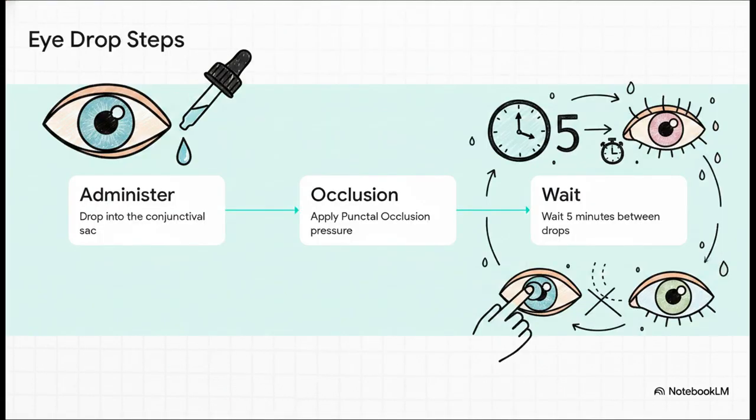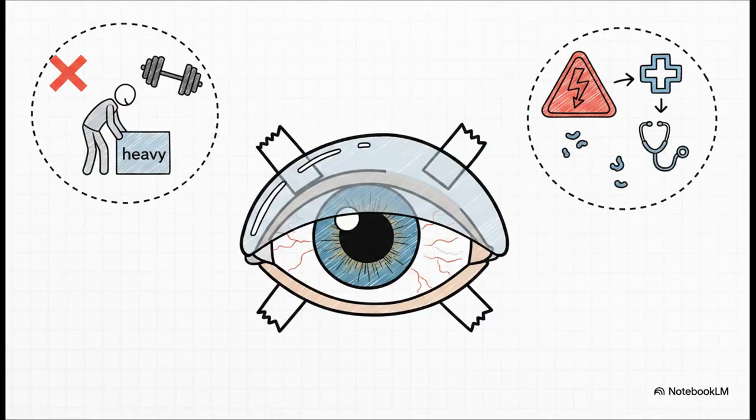Now, this step-by-step administration process is incredibly crucial for your tests. Step 1, you drop the medication into the conjunctival sac, never directly onto the eyeball itself. Step 2, and seriously underline this in your notes, always apply punctal occlusion. That just means pressing gently on the inner corner of the eye to stop the drug from draining into the tear duct and getting absorbed by the rest of the body. And step 3, if you're giving multiple drops, always wait exactly 5 minutes between them so the first one doesn't just get washed out.